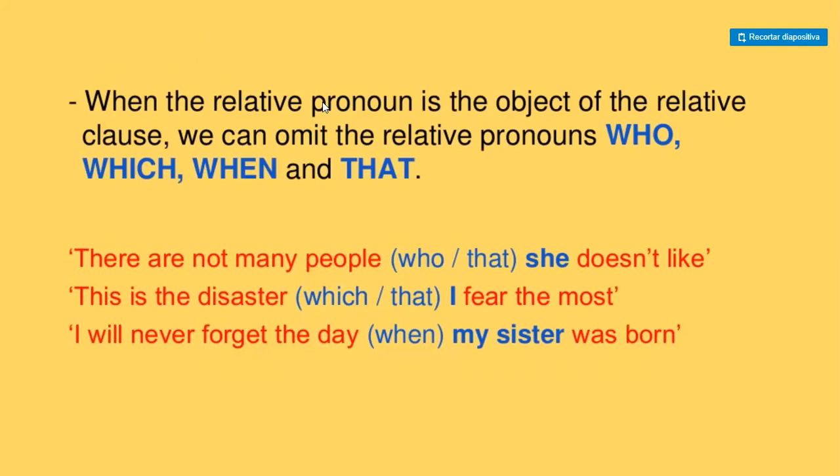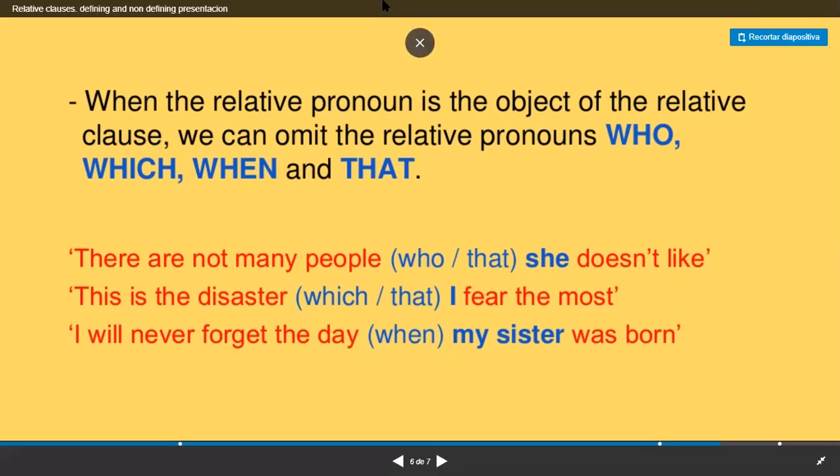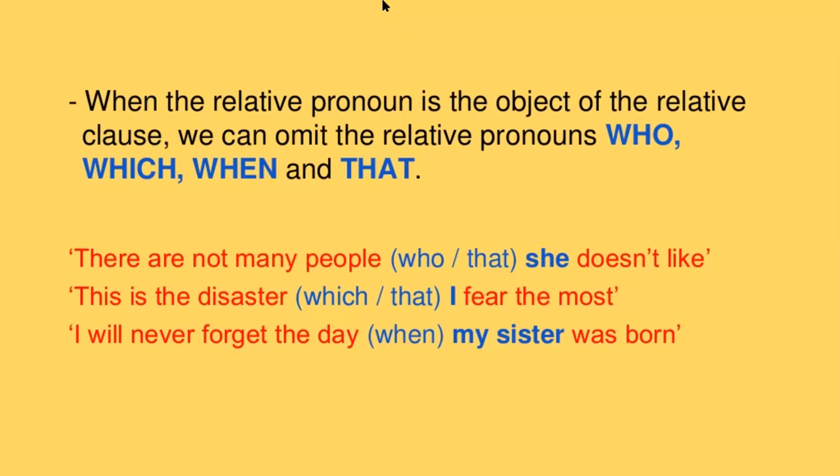As you can see, in these examples, we can omit the relative pronoun. We must say, there are not many people she doesn't like. This is a disaster I fear the most, or I will never forget the day my sister was born. And as you can see, guys, we can omit it because we have two objects or two pronouns. So in this way, it wouldn't be that necessary to use them.